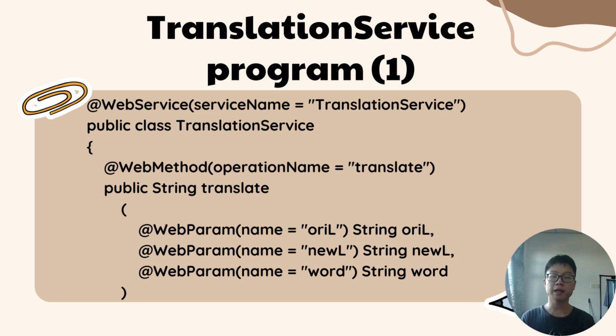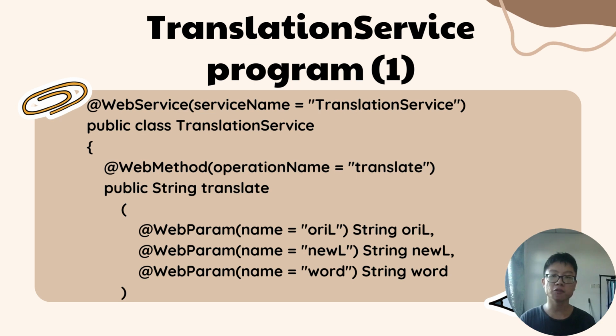The next program that I have done so far is the TranslationService program. First, it started with the @WebService annotation with service name TranslationService. This annotation declares the class TranslationService as a web service and specifies its service name as TranslationService, and followed by the TranslationService class. This class represents the web service and it contains a method called translate that performs language translation based on the provided parameters.